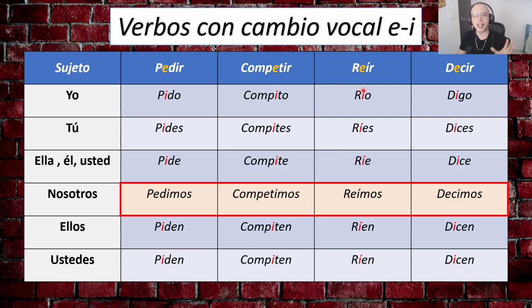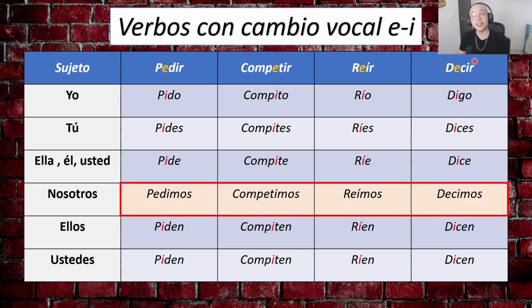Let's go with reír. Yo río. Tú ríes. Ella ríe. Él ríe. Nosotros reímos. Ellos ríen. Ustedes ríen.